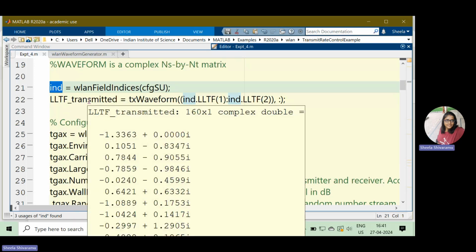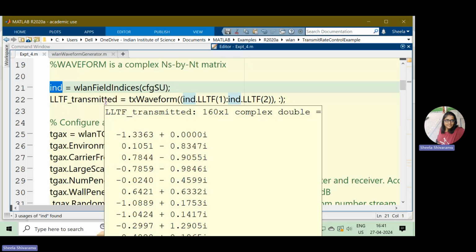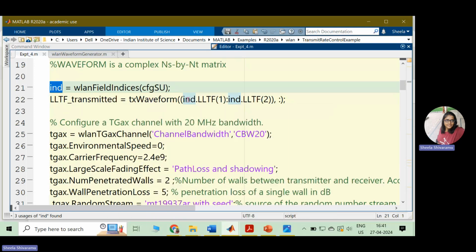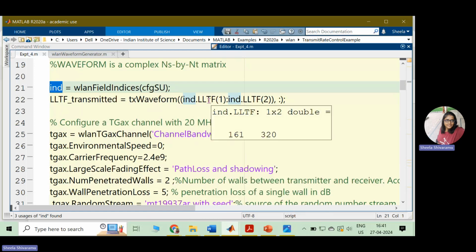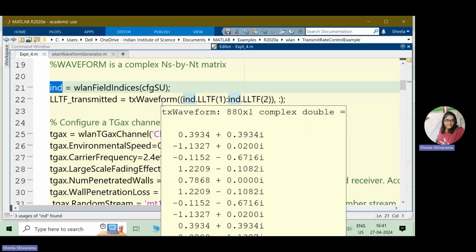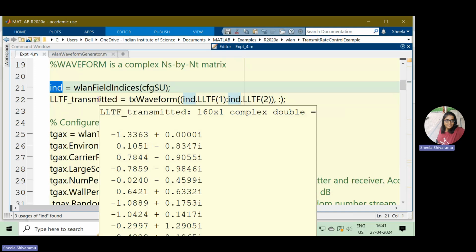That is being stored in LLTF transmit. So I have a transmit waveform. The LLTF start index corresponds to 161, and the LLTF end index is 320. So I'm going to extract the samples from 161 to 320 from the TX waveform. Therefore, LLTF transmit has 160 complex samples now.